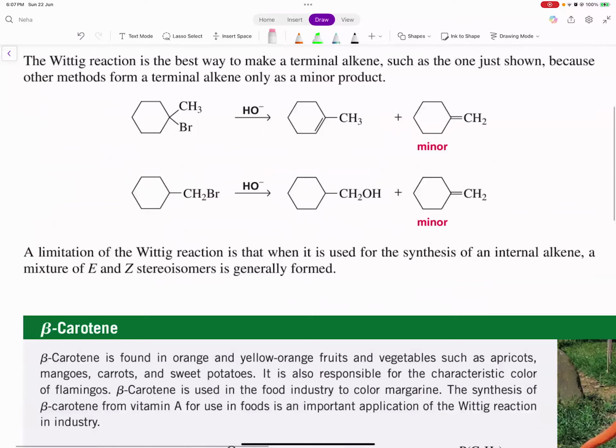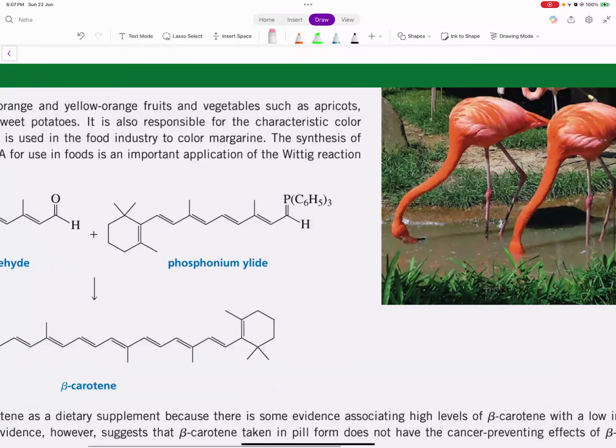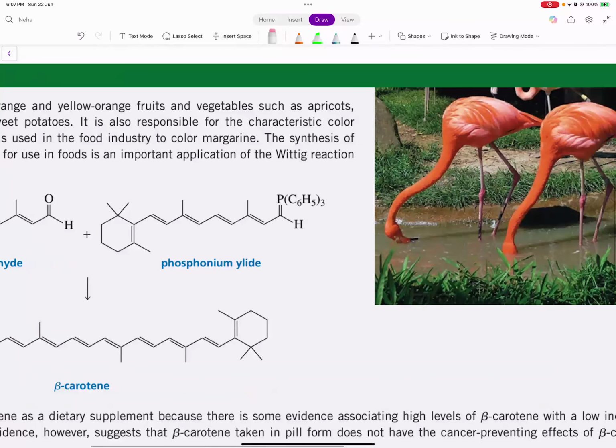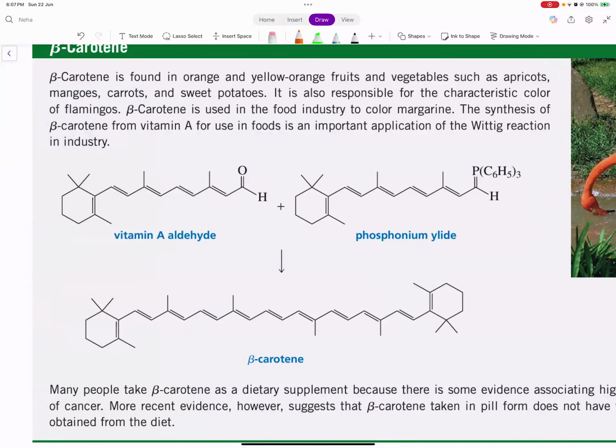And this is beta carotene and the flamingo. The colors are due to these multiple double bonds. So much conjugation. Double, single, double, single, double, single. And how did they prepare it? What a fancy way to prepare it in the lab: this Wittig reaction.